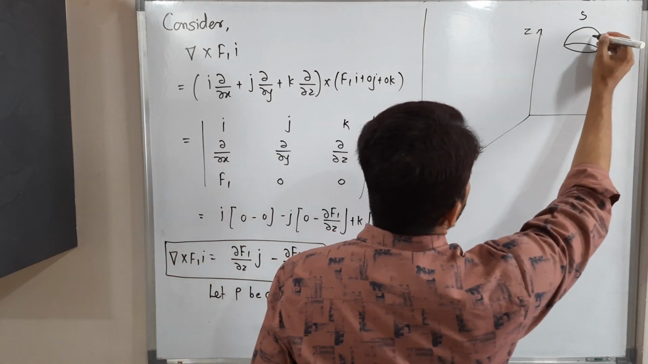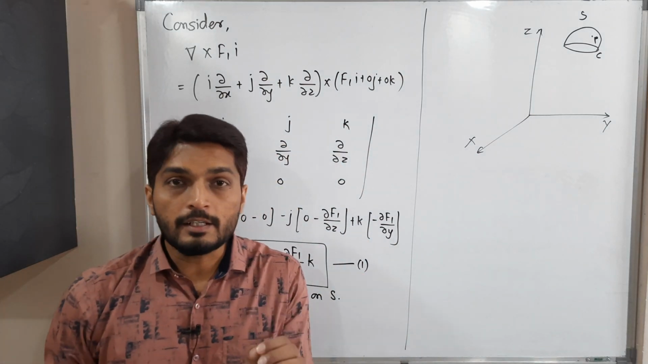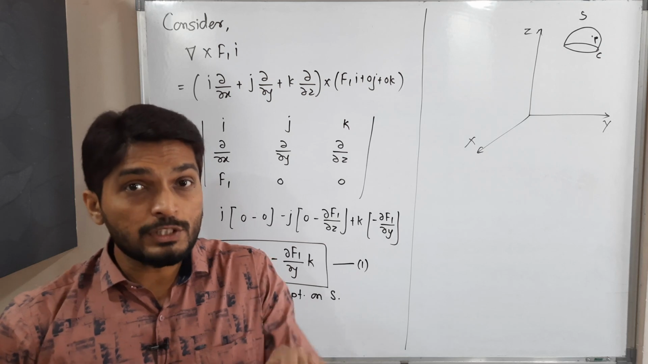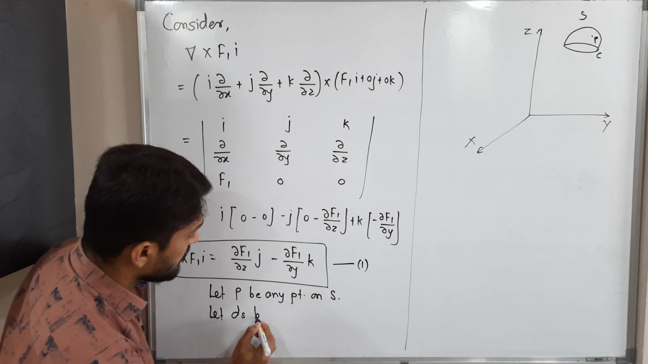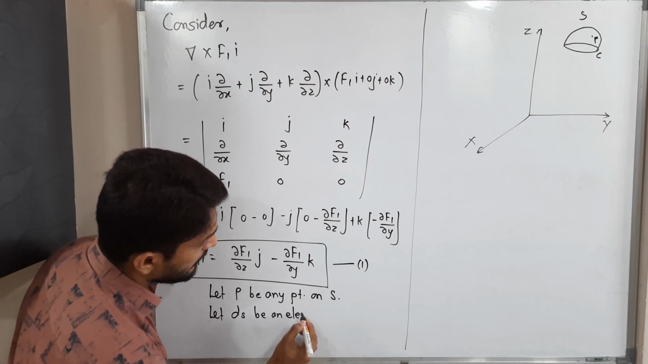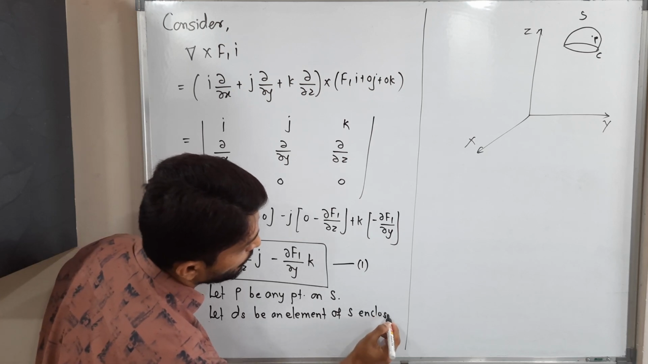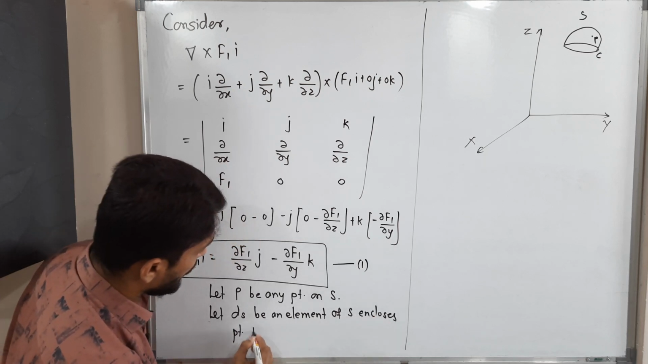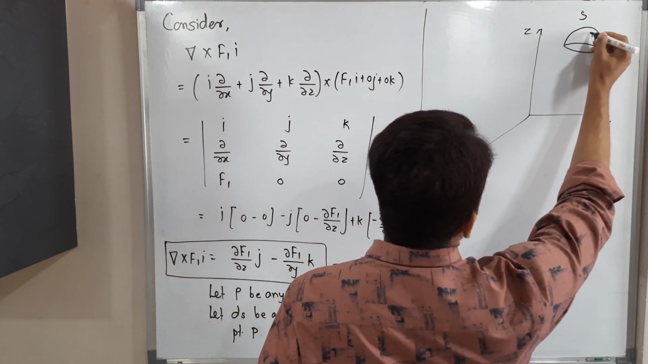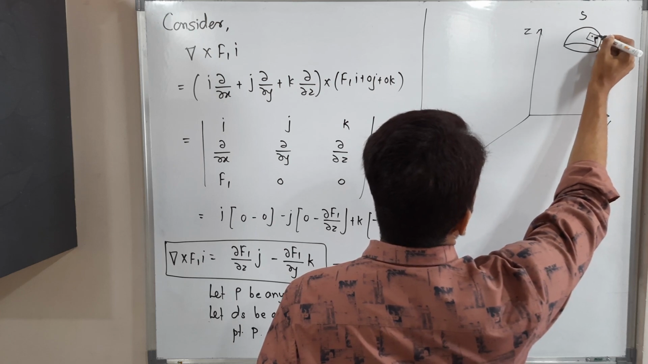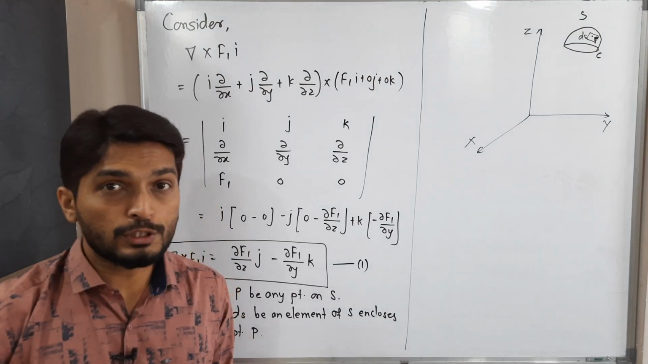So let me show in the diagram. This is point P. You can easily see there is one point P on surface S. I consider a small element of S which encloses point P. So let ds be an element of S which encloses point P. Let me show it in the diagram so you can easily understand. So this is a small element ds. I hope it is visible to you. This is ds, that means it is a part of S which encloses point P.